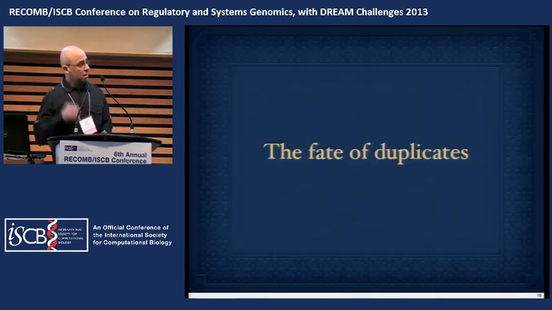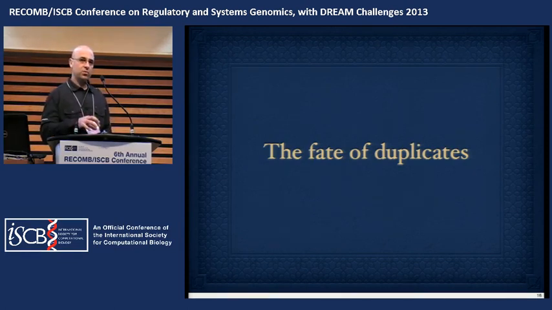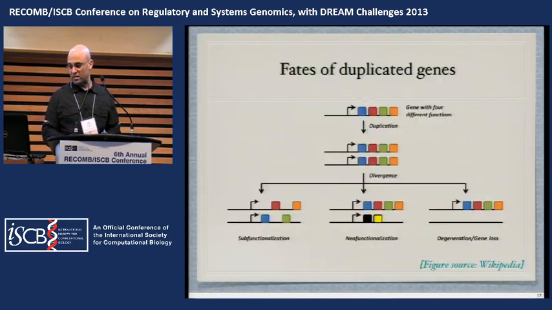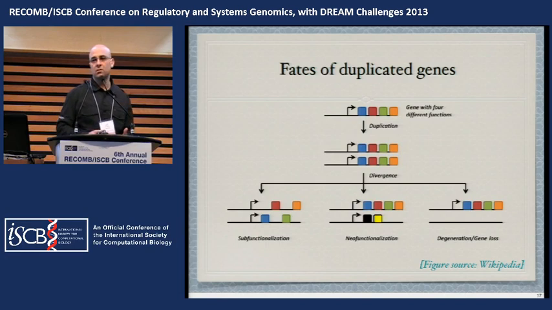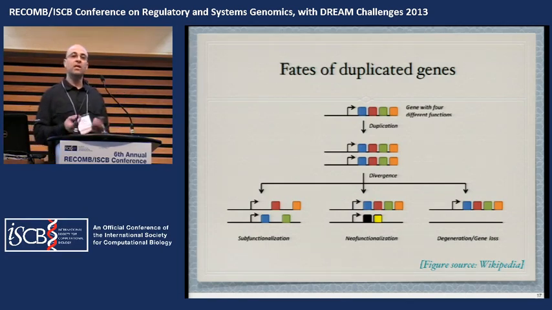And the second thing we wanted to look at is the fate of duplicates. Can we use the network topology to look at what happens to duplicates? And what do I mean by the fate of duplicates? After gene duplication happens, we have two copies, and these two copies start evolving independently and diverging. What happens to these? There are lots of theories, or lots of classes, of what happens to these genes.